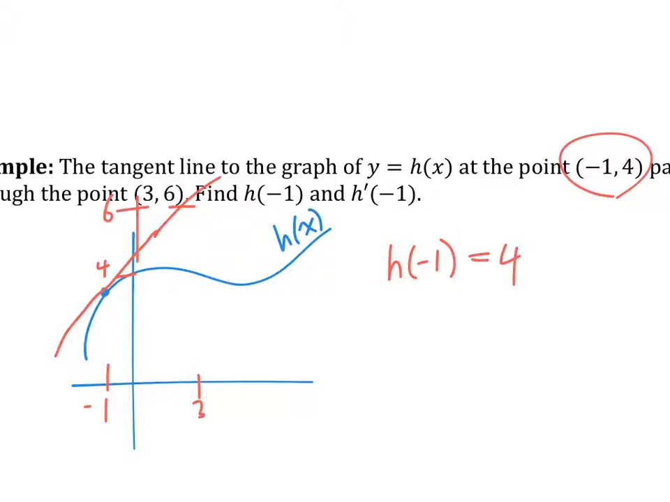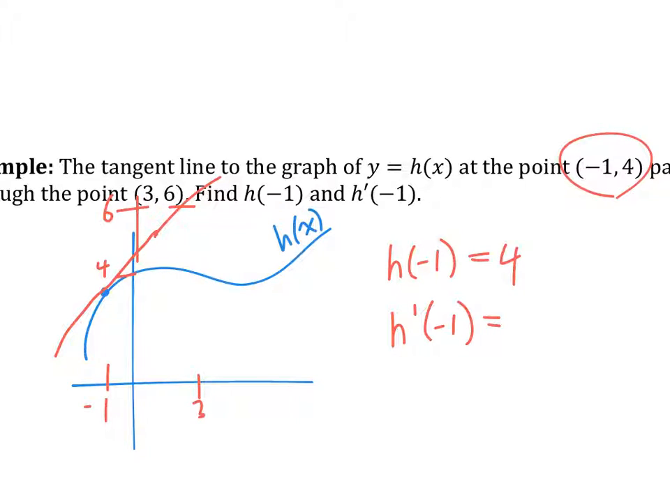Okay, the next question is h prime of -1. Raise your hand if you have an idea. What are they asking for? H prime of -1. Yes, the derivative. Correct. What does the derivative mean? Yes, slope. They're asking for the slope at -1.